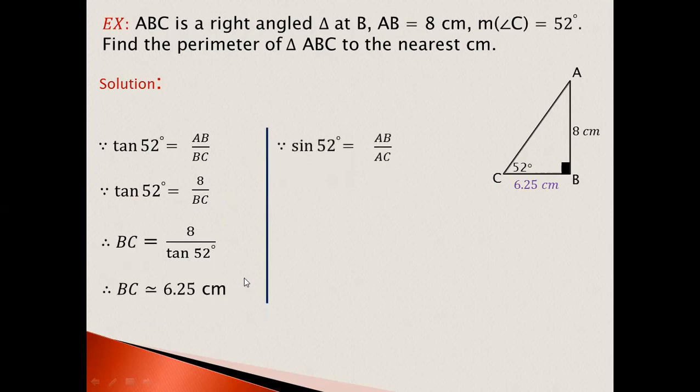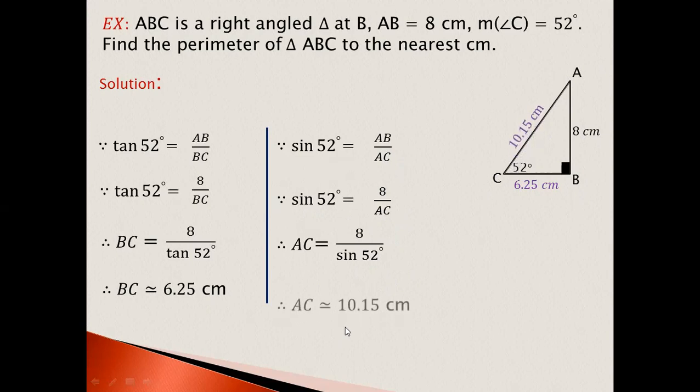And we know that sine of the angle 52 equals the ratio between the opposite side AB and the missing hypotenuse AC. We know that AB equals 8, so we can substitute AB equals 8, and then replace sine 52 by AC. So AC is going to be 8 over sine 52, which is approximately equal to 10.15 centimeters.